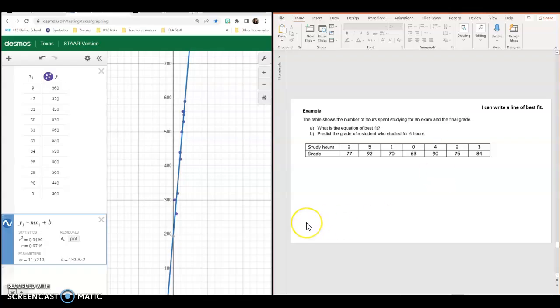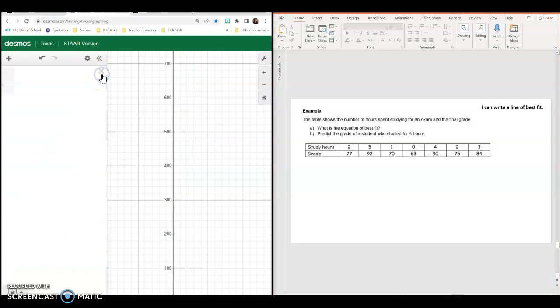So now this table shows us the number of hours spent studying for an exam and the final grade. What is the equation of best fit and predict the grade of a student who studied for 6 hours? So I'm going to just use Desmos for this one. You can choose your graphing calculator if you would prefer to do so. So into x1, I'm going to enter my study hours. So that's 2, 5, 1, 0, 4, 2, and 3.